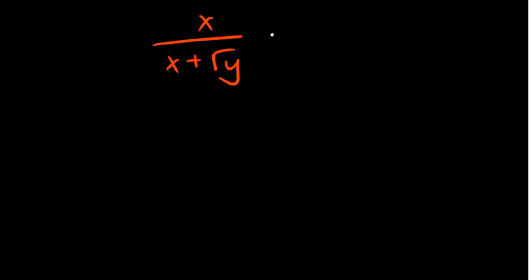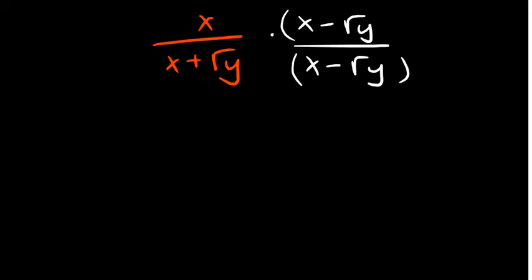Okay, so multiply by x minus root of y. We just change the sign. So we're multiplying by what you call the conjugate. Just change the sign in between the denominator there. So x times x on the numerator is going to be x squared. X times the root of y is going to be what? We're going to have minus x root of y.